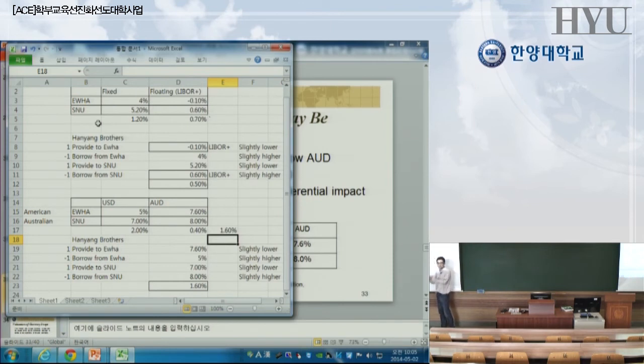Because of the international fragmentation of the global financial market. Of course, global financial markets are integrated, but not that integrated. It is still not one market. Therefore, that kind of comparative advantage still exists. So this kind of opportunity is more available.